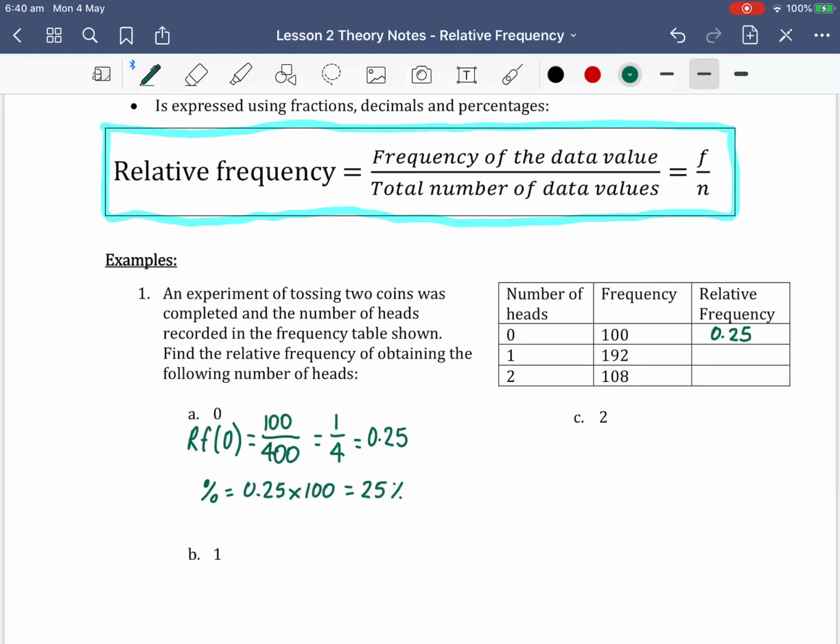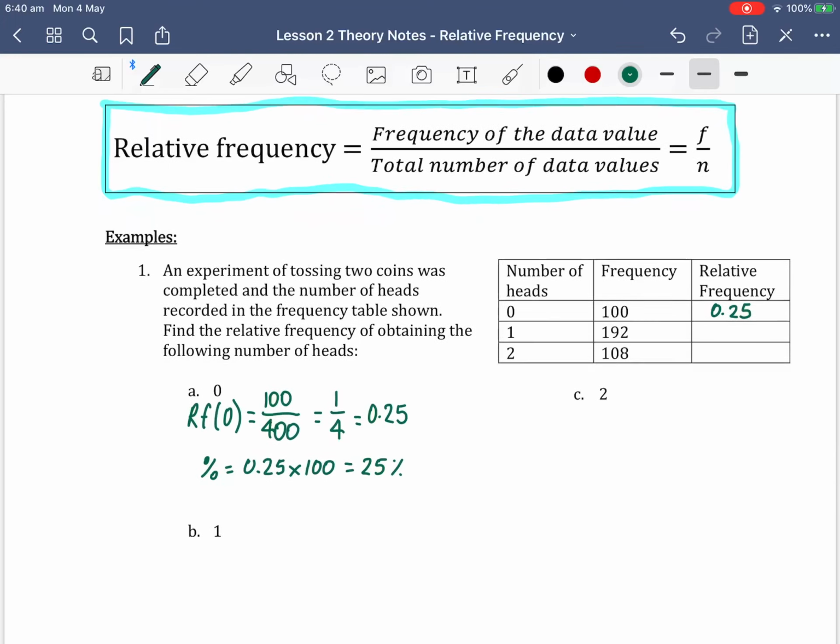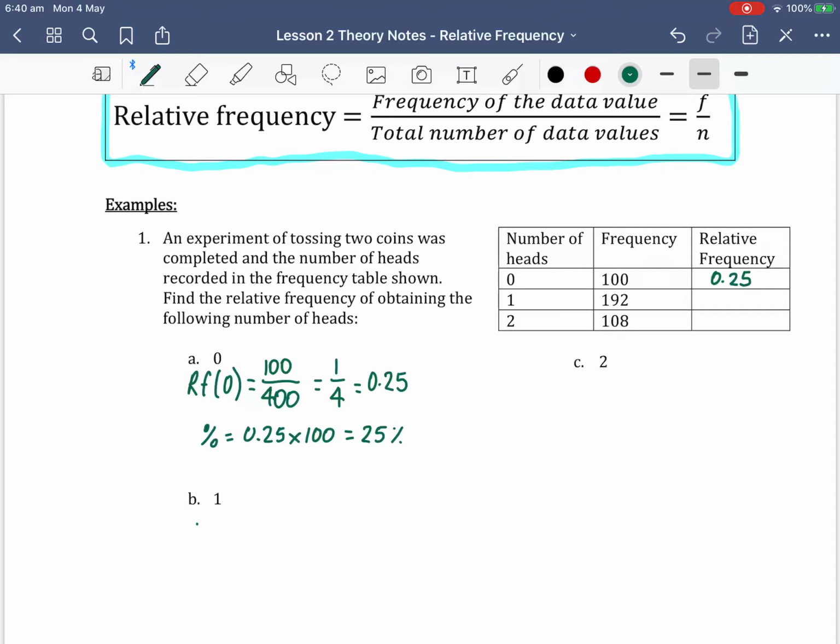Okay, part B, we want to find the relative frequency of obtaining the following number of heads. We want to find 1. So the relative frequency of 1 head will be 192 over our 400. So we can plug that into our calculator. And when we do so, we get 12 over 25 as our fraction. As our decimal, you just hit your S to D button, we get 0.48. Then as our percentage, we get 0.48 times 100, which equals 48%.